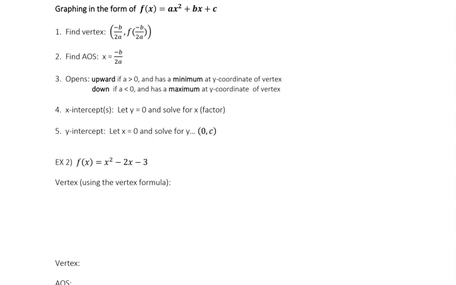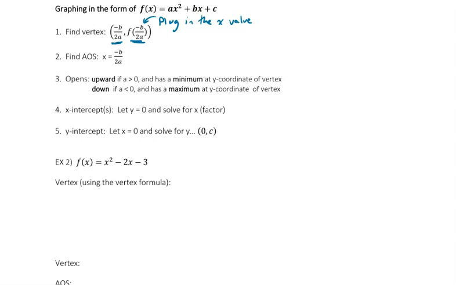So for the vertex, that's a little formula. So it's negative b over 2a. That's the part you really have to remember. Negative b over 2a. Comma f of negative b over 2a, which just means that you're going to plug in the x value. That'll get you your y value. That's all that means. It's not another formula. Just means plug in whatever you got as your x value.